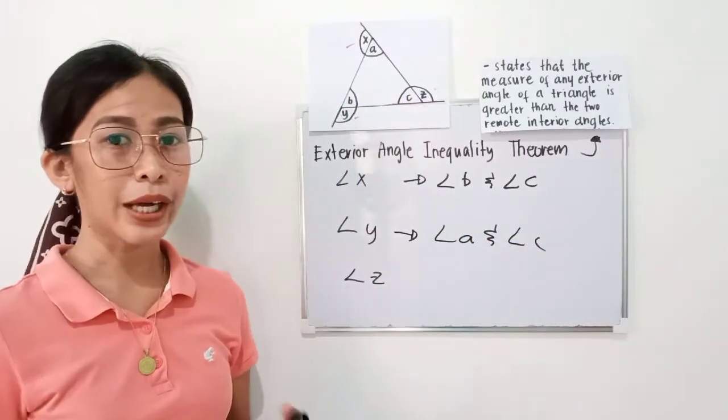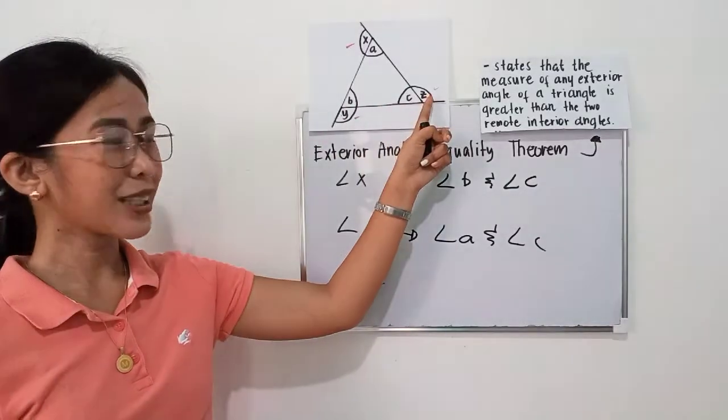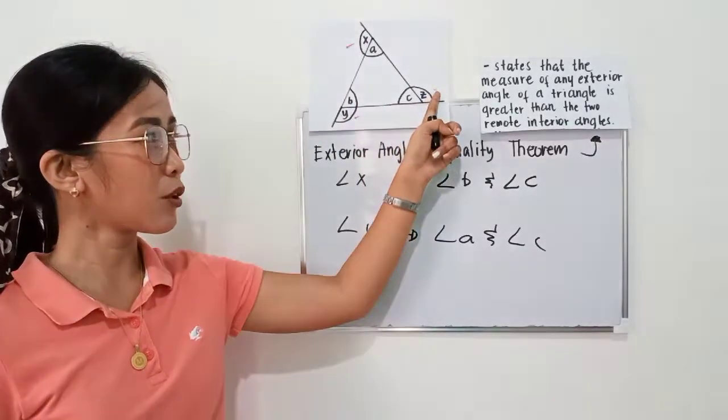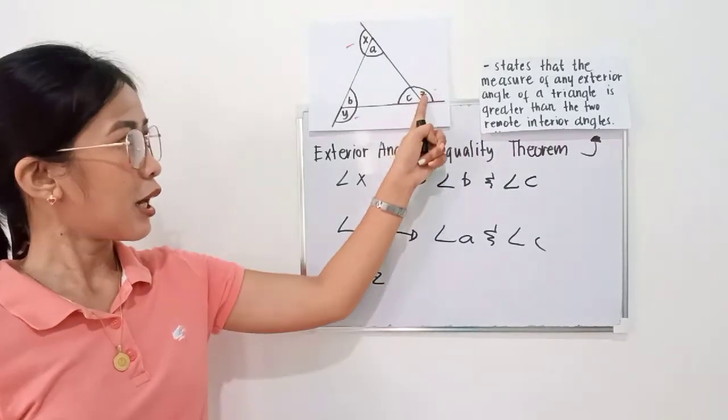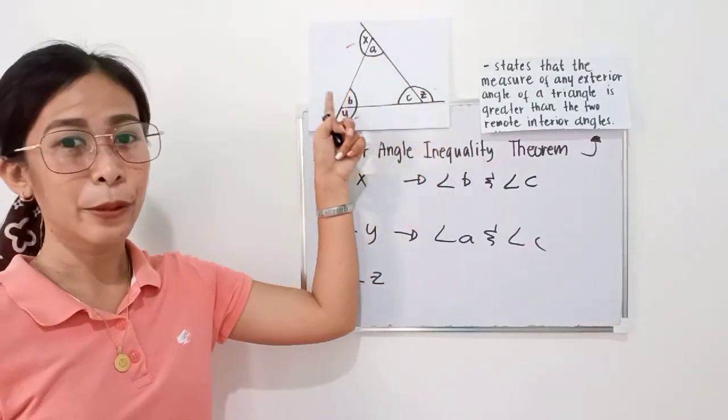Alright? Ganun lang kasimple. Then, I know, ma-identify na din ang remote interior angles ng angle Z. We have angle A and angle B. Alright?